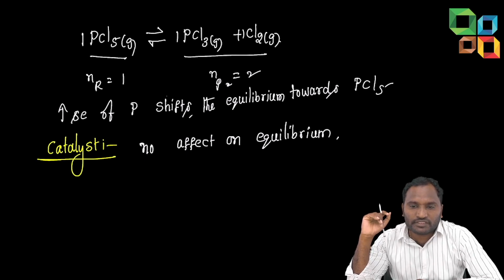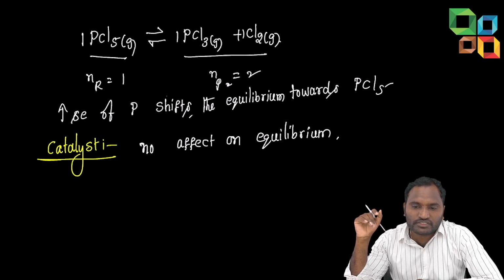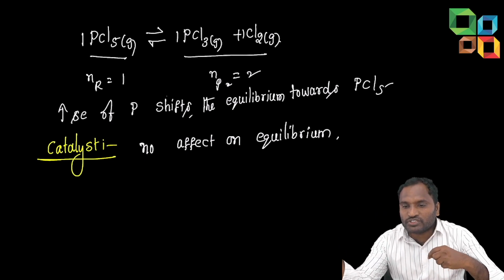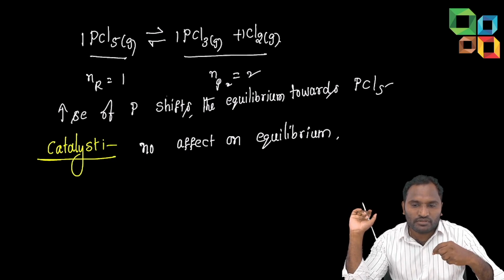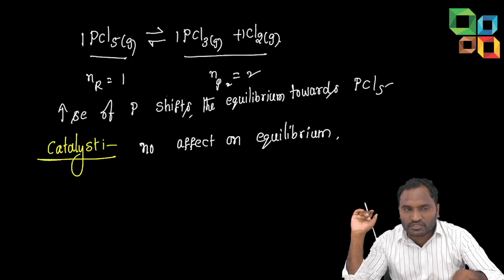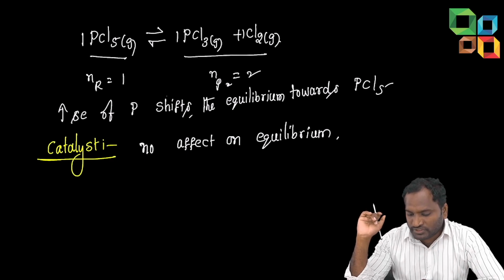Next one, pressure effect. I had given one simple technique, Boyle's law, you remember. According to Boyle's law, P is inversely proportional to volume at constant temperature. Now, if you increase the pressure, equilibrium moves towards where the volume is less, which means where the number of moles are less. In pressure, observe carefully: on whichever side the number of gaseous moles are less, that side equilibrium shifts.